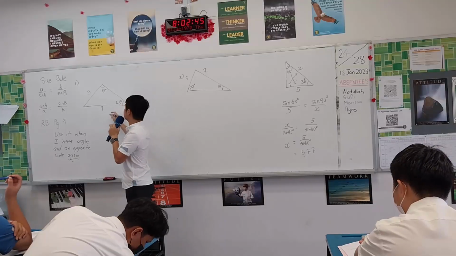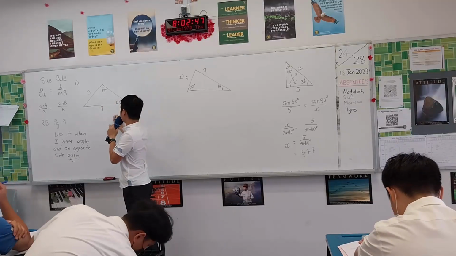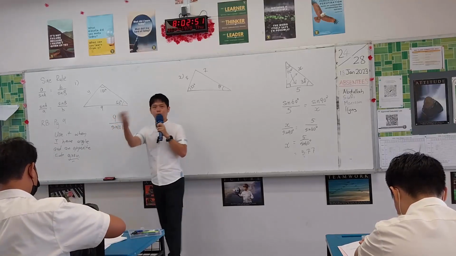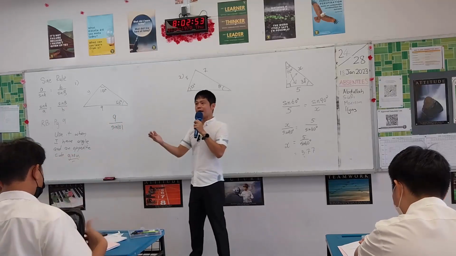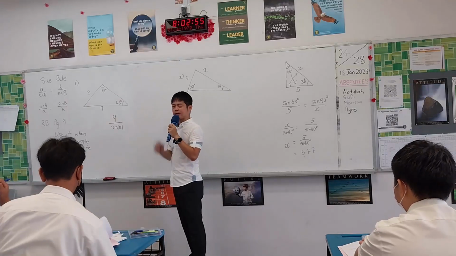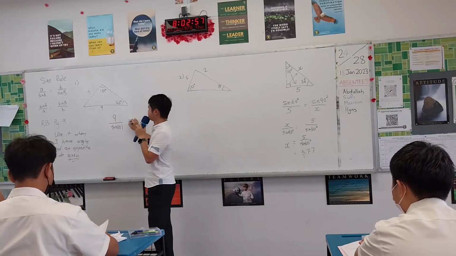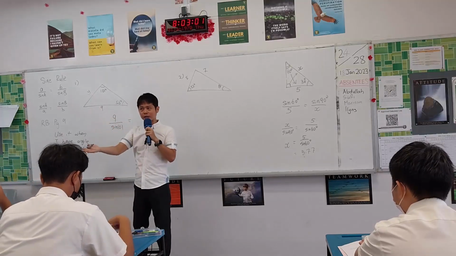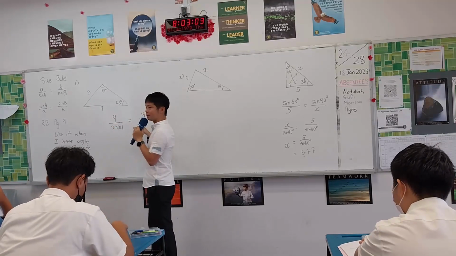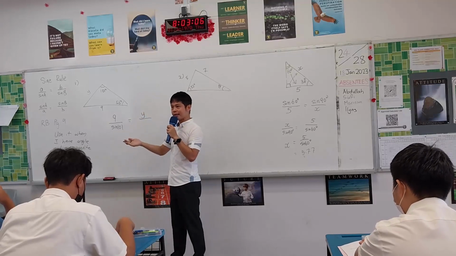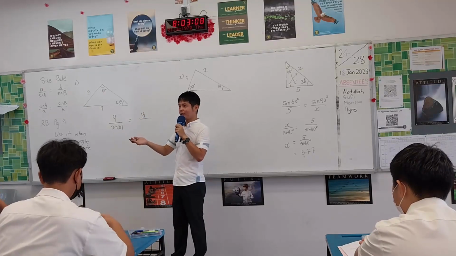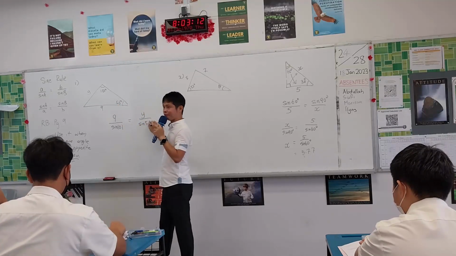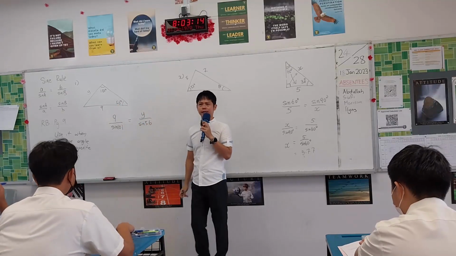How do I use it? I will have 9 over sine 101. So I know I will use it. I need another length and sine angle. So which one do I want? Definitely I want y, right? Because y is the one that the question asks for. So what is opposite of y? Which angle is that? I will have sine 56. Yeah, 56 is the angle, so I write sine 56.